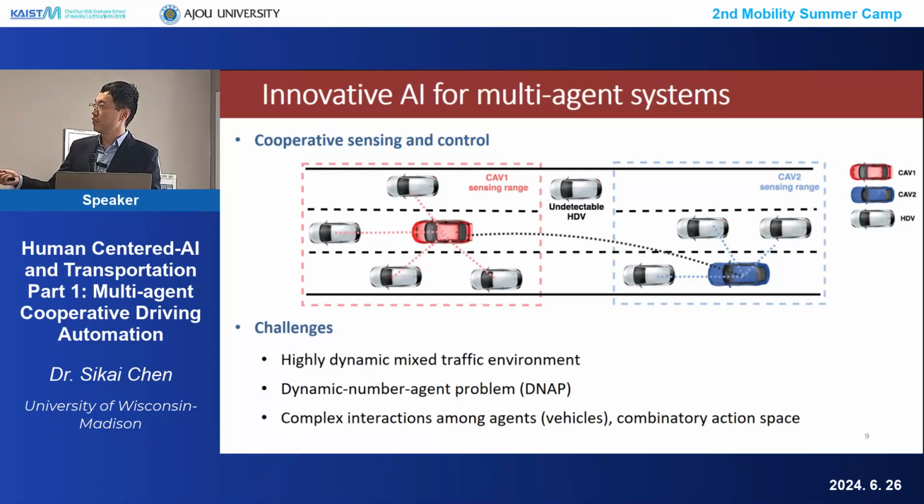The second challenge, I call the dynamic number of agents problem. Right now you see 7 human-driven vehicles and 2 CVs in this network. But a few seconds later, some vehicles will join the network, some will go out. So maybe 5 seconds later, there are 4 human-driven vehicles and 3 autonomous vehicles. So the number of agents keeps changing in real time. But most control or machine learning algorithms require the input and output size to be a fixed number rather than dynamic.